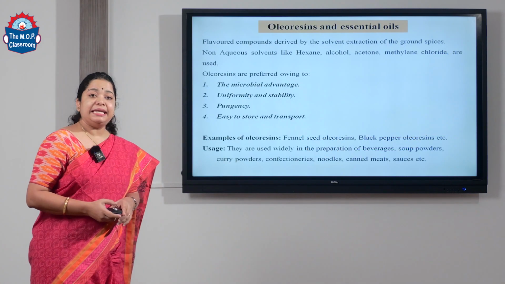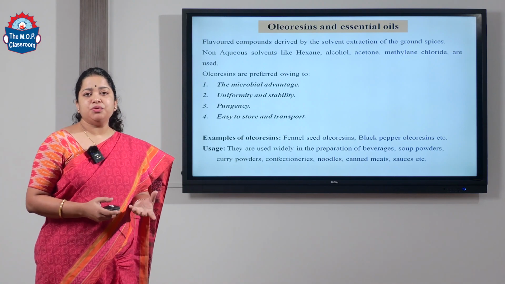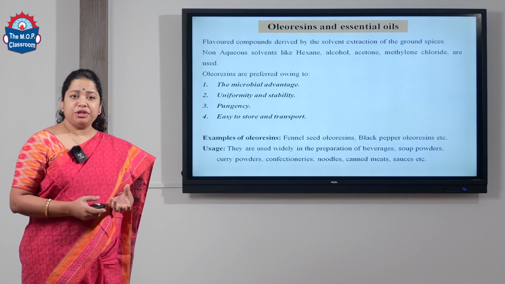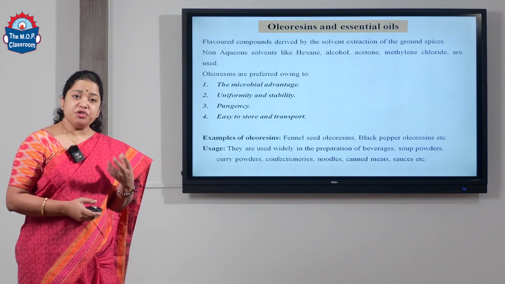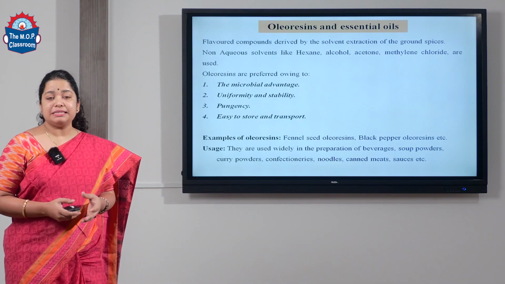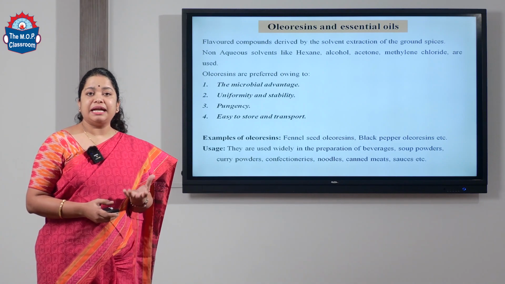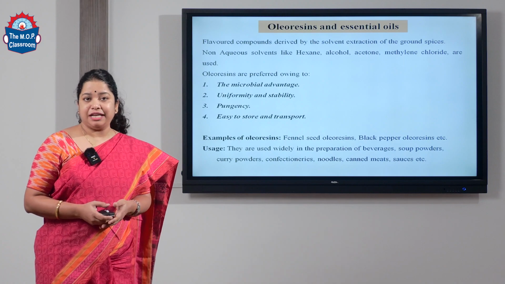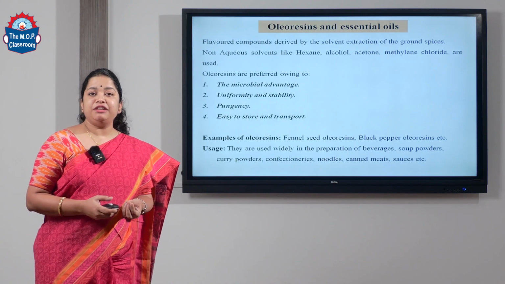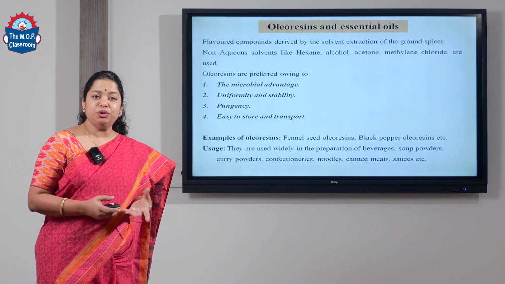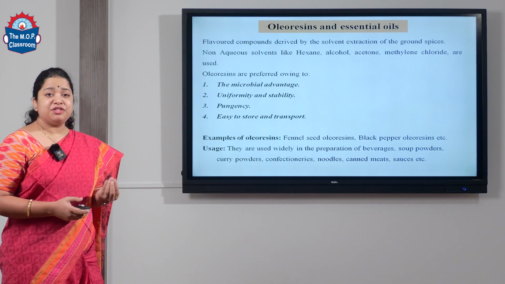Now, oleoresins and essential oils. We have spoken about spices. In our daily use, we make use of spices in the form of powders, ground spice, paste form, or the whole spice as such. But there are also other byproducts in the way of oleoresins and essential oils which we derive from spices. These essential oils have a very high commercial value, and they also find wide application in food processing industries, particularly for noodles, snacks, soups and so on. So oleoresin preparation and extraction is very important.